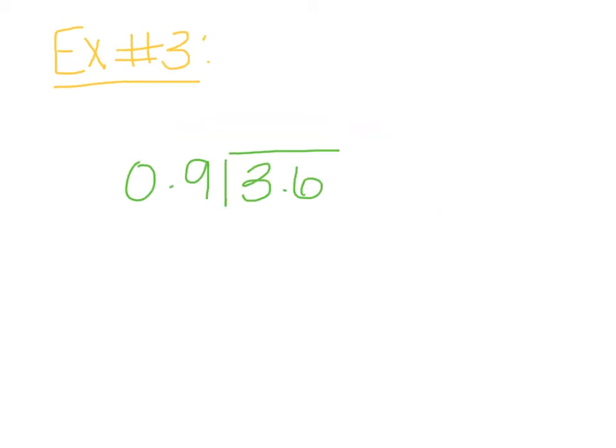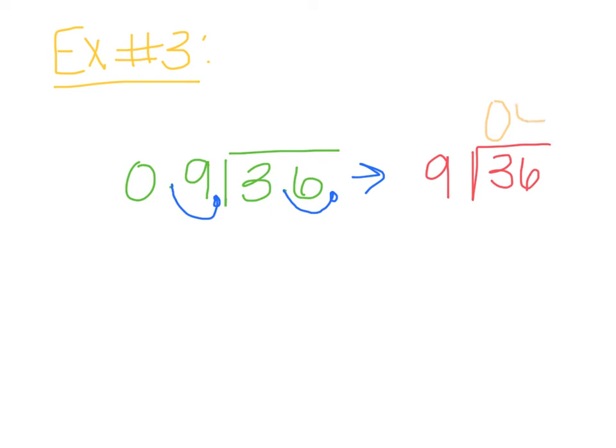Example number 3. We look at our divisor, 9/10. We have to move it over one place. So we have to do the same thing in our dividend. Move it over one place and we'll rewrite. Now we have 36 divided by 9. And that actually goes in evenly. 9 cannot go into 3, but 9 does go into 36 4 times. So our answer is 4.